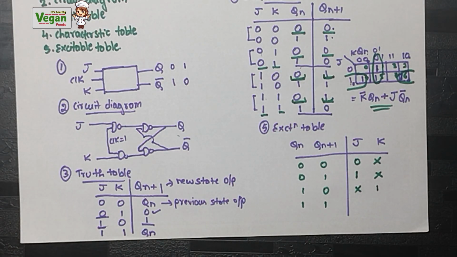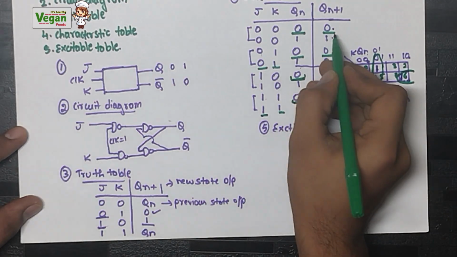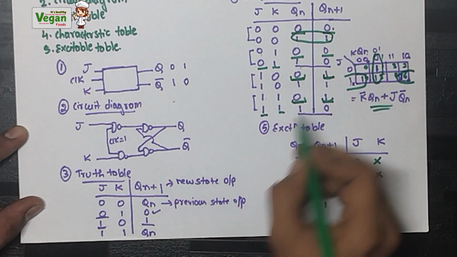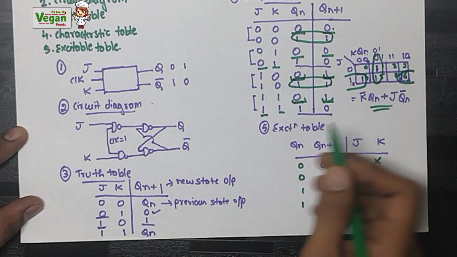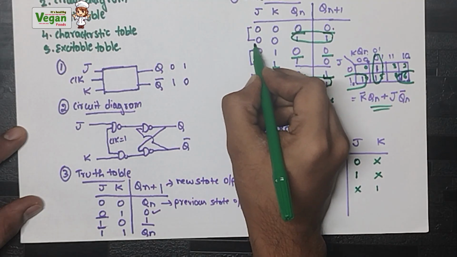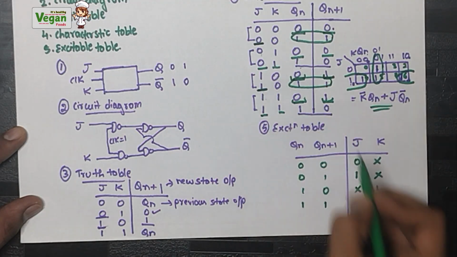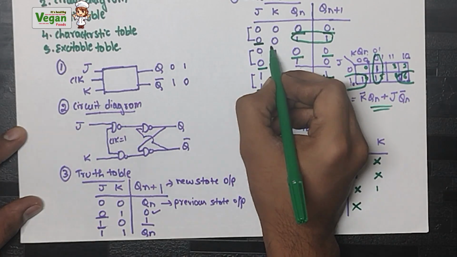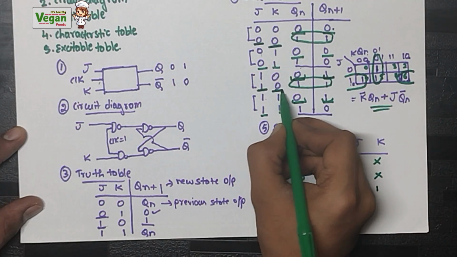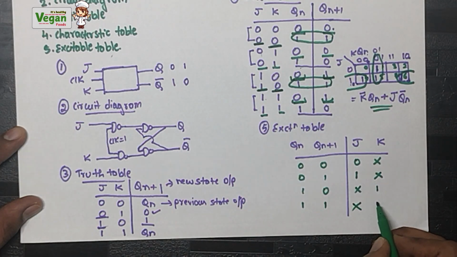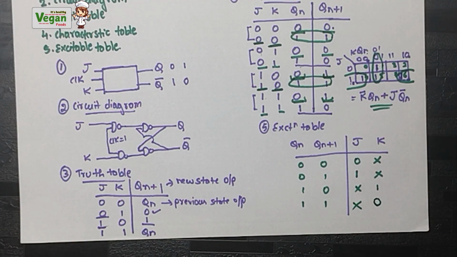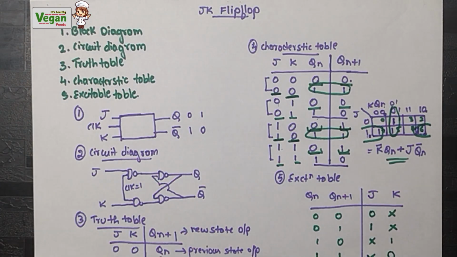Next, Qn value 1, Qn plus 1 value 1. So 1 1 and 1 1. What will be the J value? Here it is 0. Here it is 1. It is varying. We will not write. Here K value is 0. Here K value is 0. So the same zeros are there. We will write 0.